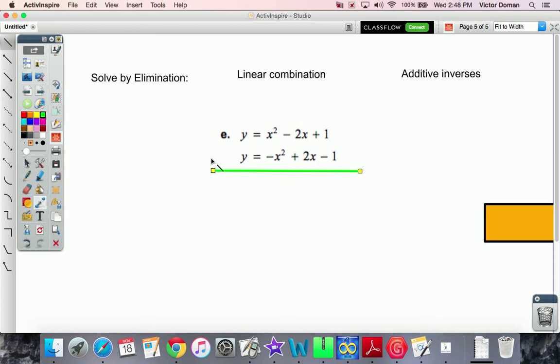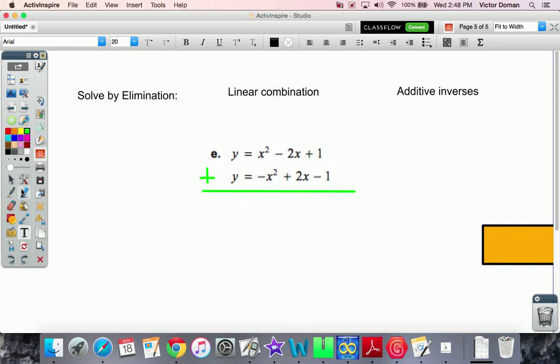So if I were to take these two equations and combine them, I would end up with something that looks like this. Y plus y is going to be 2y equals, x squared plus negative x squared is 0, negative 2x plus 2x is 0, and 1 minus 1 is also 0. There's an equation I can solve. Divide both sides by 2, or recognize that y is going to be equal to 0 is one of my solutions.